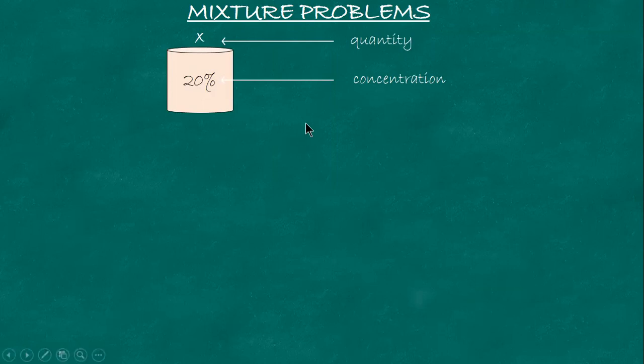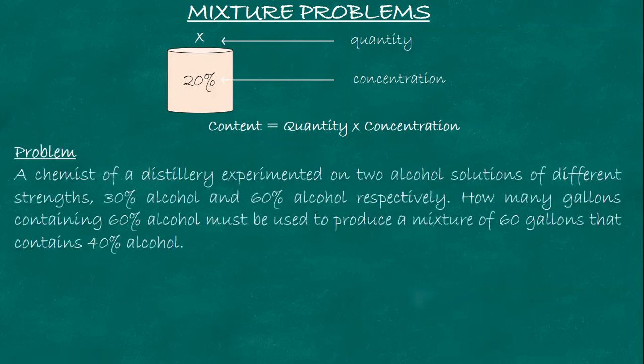So to get the content, it's actually the product of the concentration in decimal form and the quantity. Content equals quantity times concentration. So for 1 liter at 20% alcohol, the alcohol content is 1 liter times 20%. Remember this whenever you have a mixture problem. Let us solve a problem.